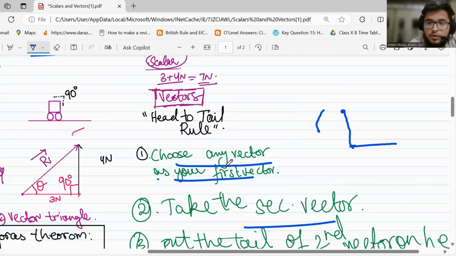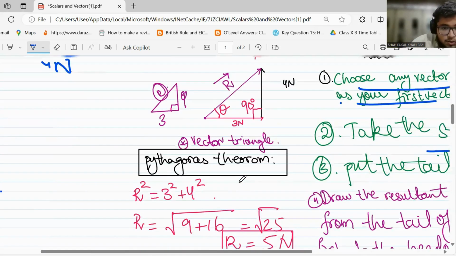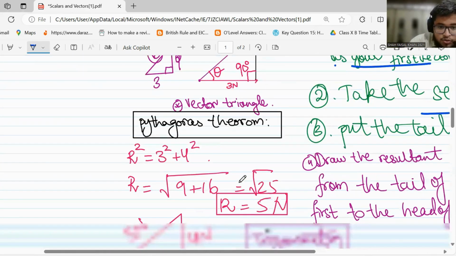So we draw a line from here to here, and then we measure this line by the scale, and this will give us, for example, 5 centimeters, which is 5 Newton, where we put the scale 1 centimeter equal to 1 Newton. You can put the scale at your choice, it isn't fixed. So we get 5 Newton or 5 centimeters. Now the other method is the Pythagoras theorem.